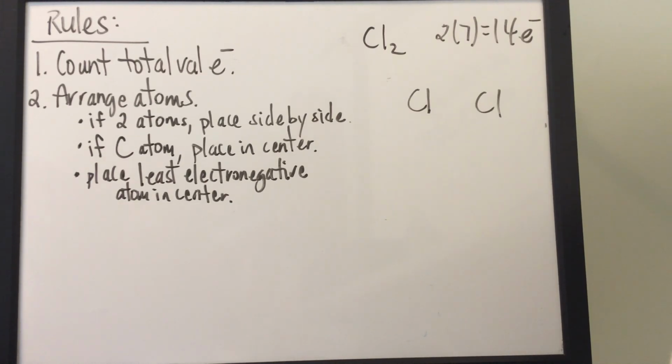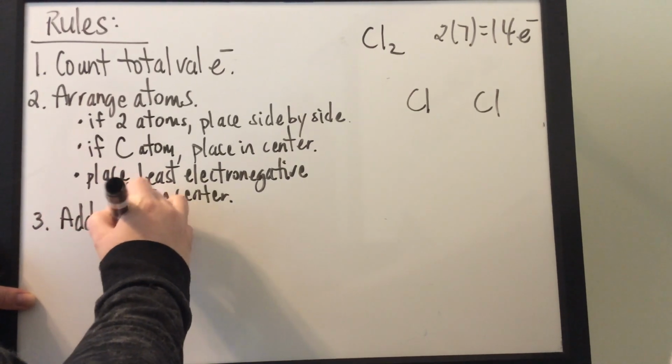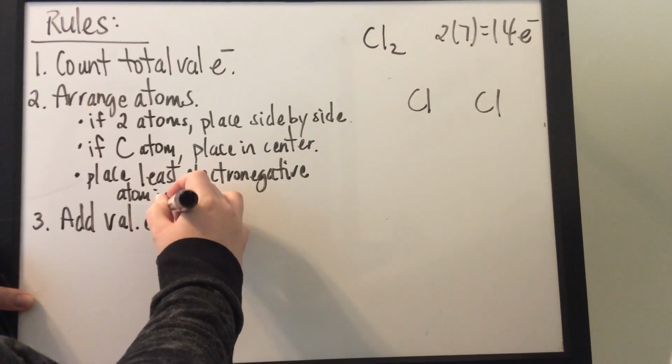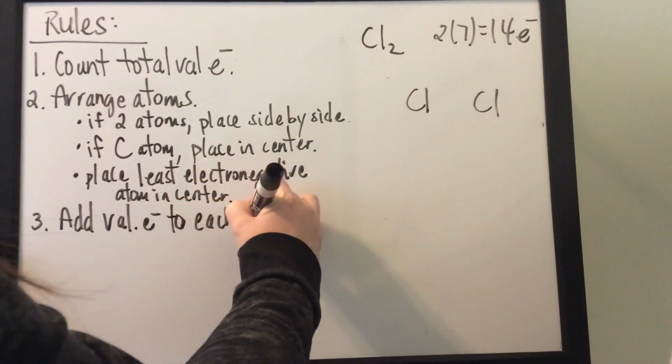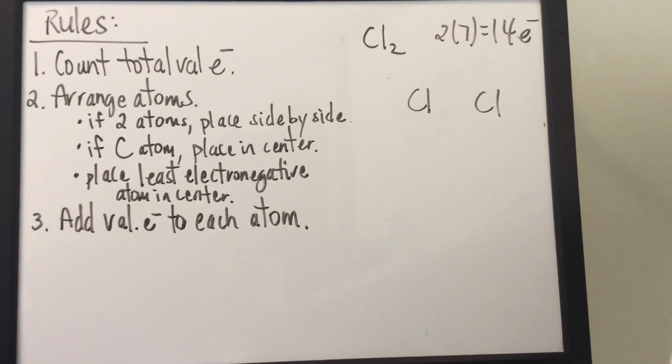Okay, so for now we've arranged my 2 atoms. This was the first bullet point. I only have 2, so they go side by side. So onward we go. So rule 3. We're going to add the valence electrons to each atom. And we're going to do that by putting in the electrons as dots, kind of like we did when we first learned about covalent bonding, and even ionic bonding, when we learned about transferring electrons.